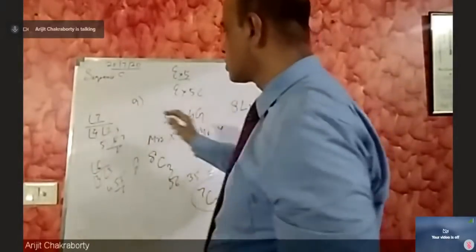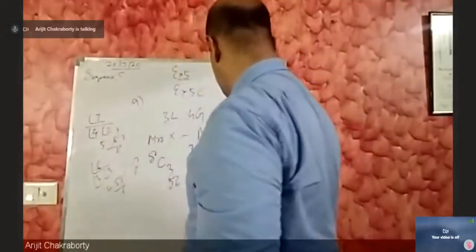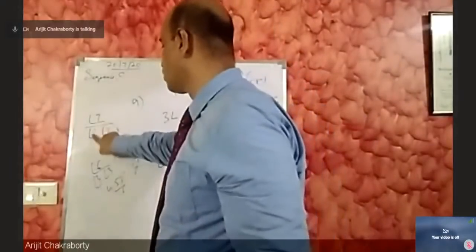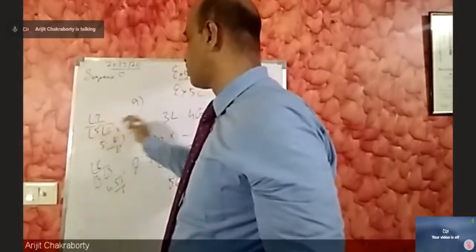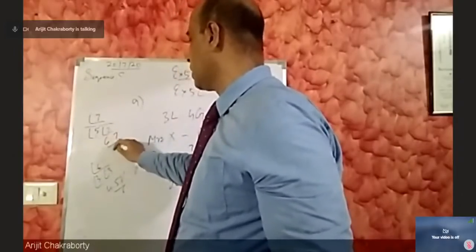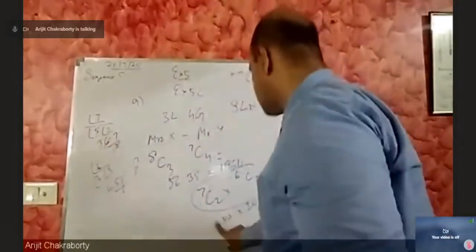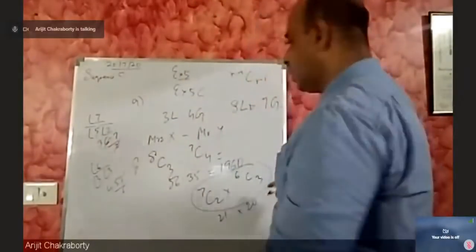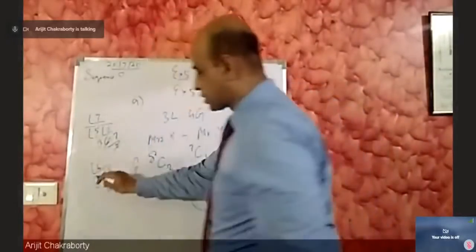7C2 is... no, it's 5. 7C2 is 7, 5, 2. Okay, so it is 6 into 7 by 2. 2 3s are 21. Sorry, this is 21. And 6C3: 6, 3, 3.